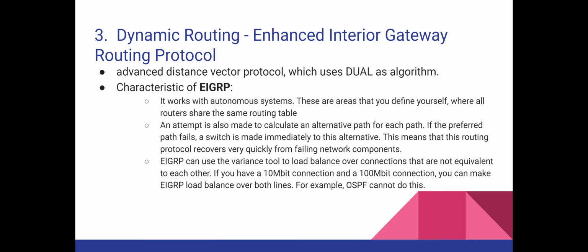An attempt is also made to calculate an alternative path for each path. So if one router gets destroyed, EIGRP makes sure there's another route to send the traffic over. So that's basically the failover protocols. EIGRP is also able to load balance its traffic over 2 different connections. OSPF, the protocol we're going to talk about soon, is not able to do this.